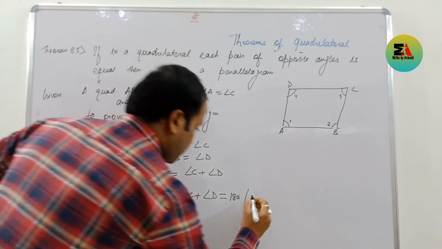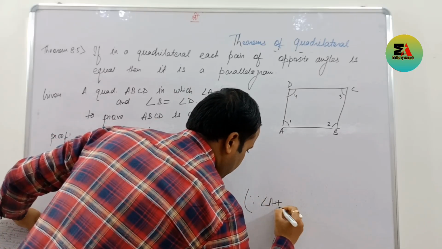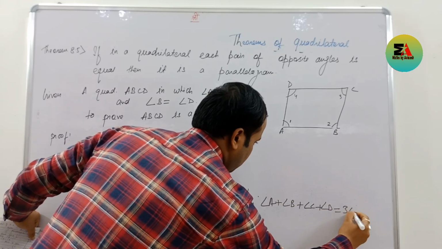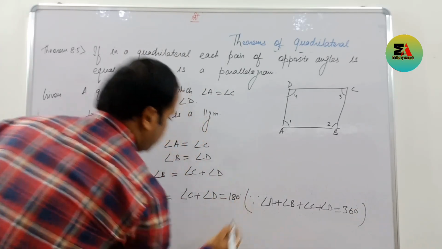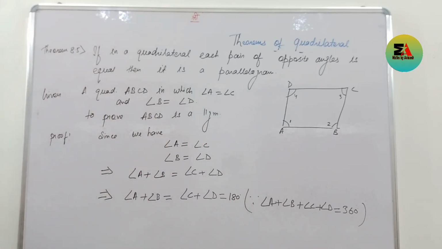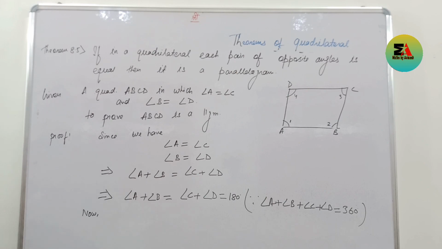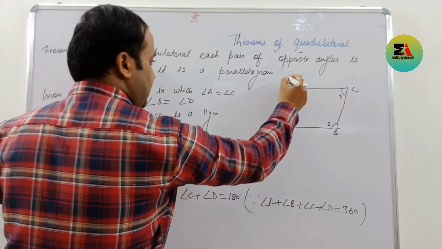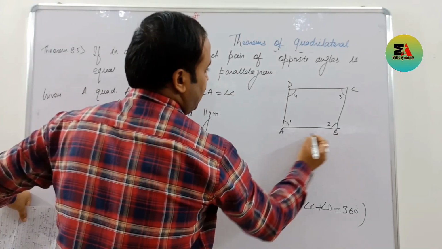Why? Since angle A plus B plus C plus D is equal to 360, if both sums are equal, each sum is equal to 180 degrees. Now line segments BC and AD are cut by transversal line AB.